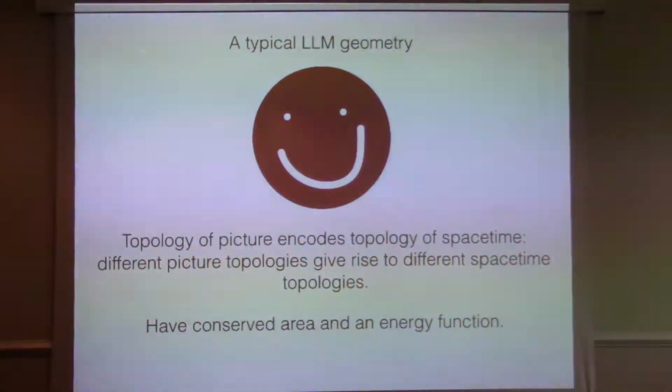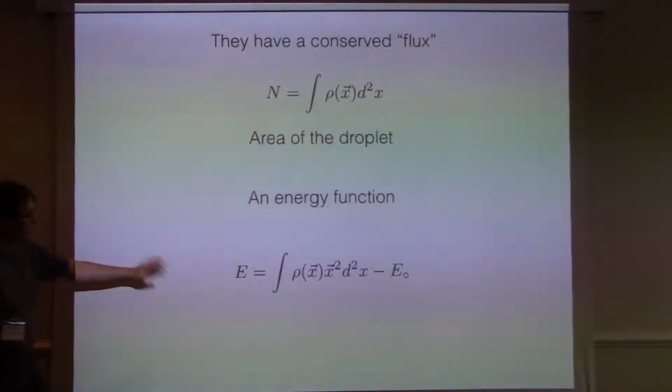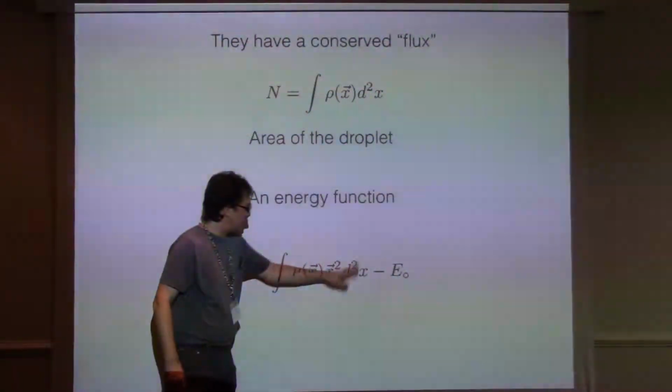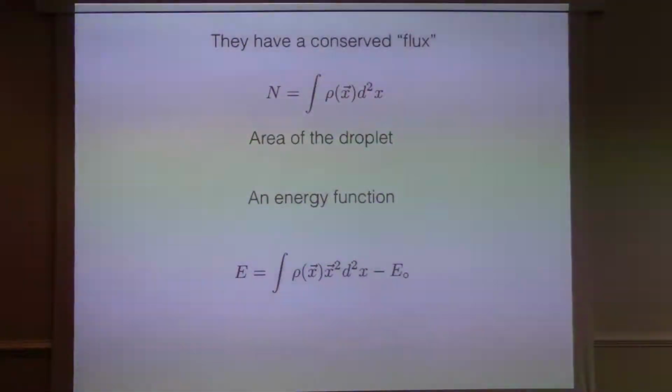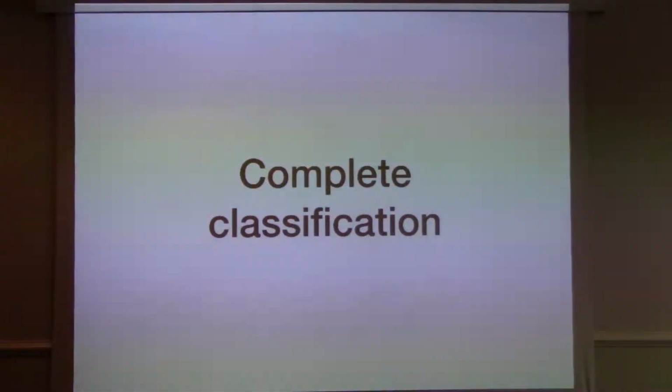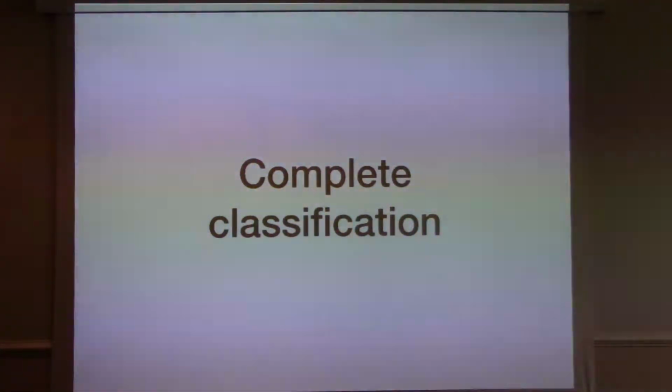They have a conserved flux, so n is the integral of the density, where the density is the red area in the plane. And they also have an energy function, which is the integral of rho of x squared dx squared minus the energy of the Berenstein. Okay. And what's amazing is that this is actually a complete classification of all the smooth supergravity solutions that are asymptotic to AdS5 times S5.